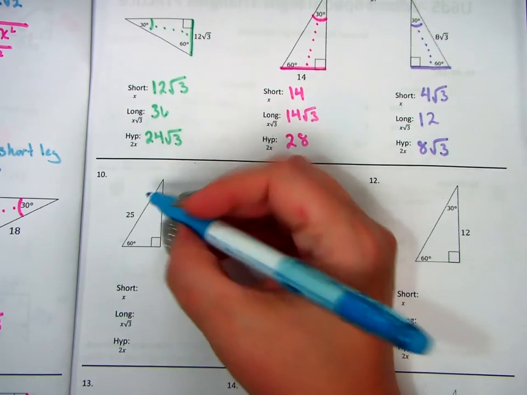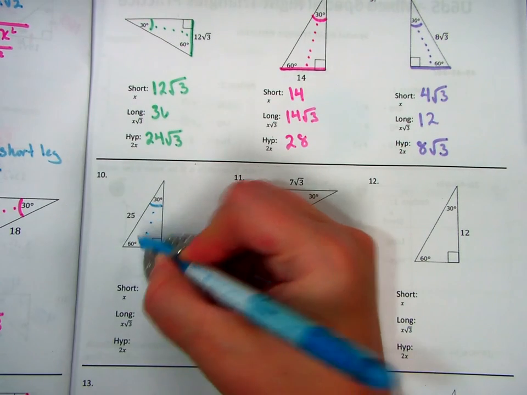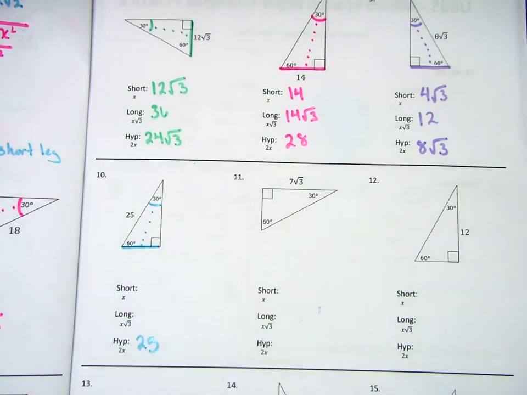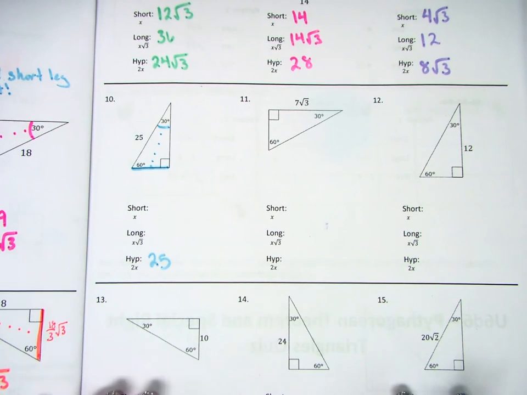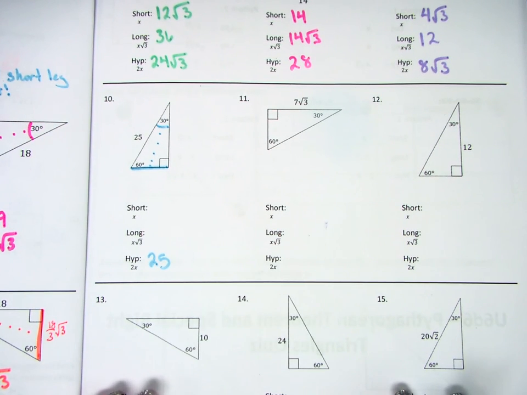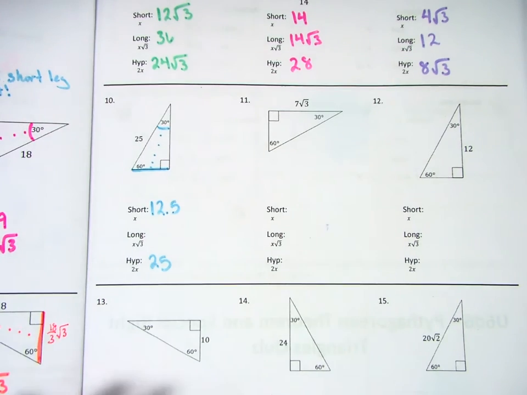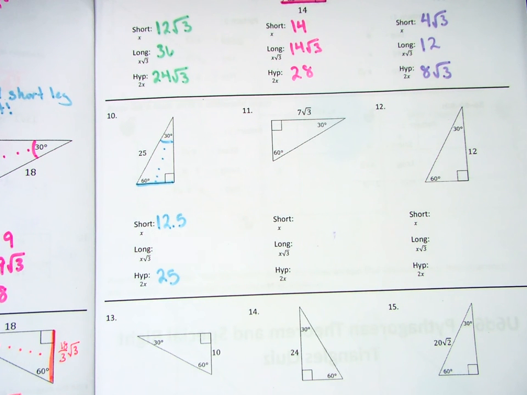Number 10, what did they give me? Hypotenuse is 25. Find the short leg first. What's the short leg? 12.5, which I'm okay with that decimal because it's what we call a terminating decimal. There's nothing after the 5, right? It doesn't keep going. It's just 12.5, done. You could leave it if you didn't want to make it a decimal. You could leave it as 25 halves, and I'm okay with that.